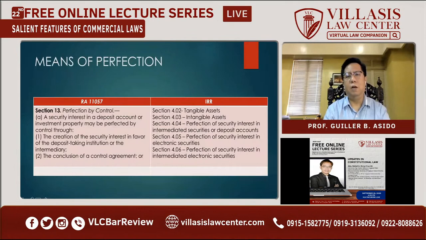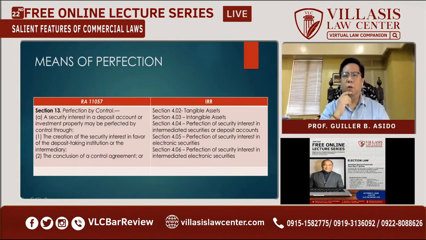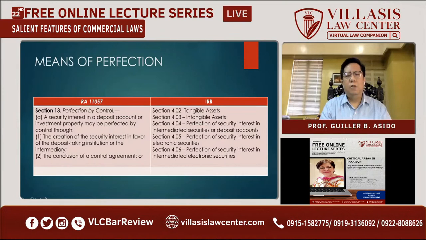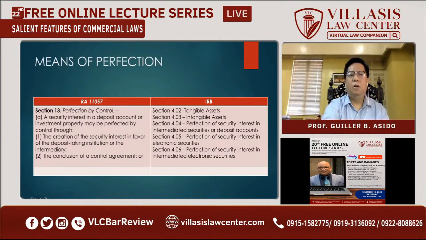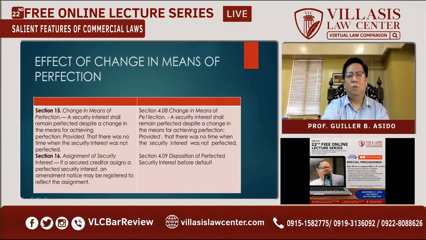Right? And this again will involve a determination of what is the property. Okay? So please consider subparagraph A as an example of section 13. A security interest in a deposit account or investment property may be perfected by control through the actual creation of a security interest in favor of the deposit-taking institution, or the conclusion of a control agreement. Okay? So again, with respect to perfection, please consider the type of property involved.